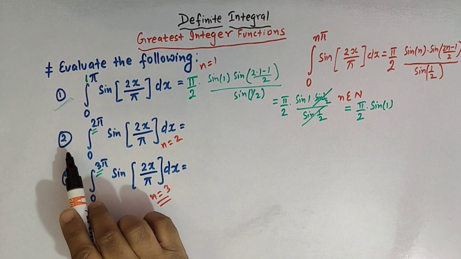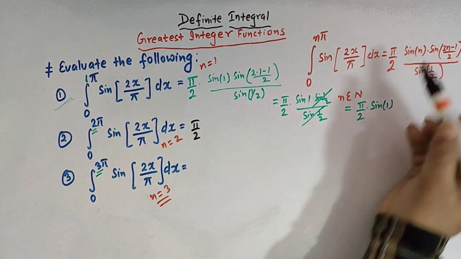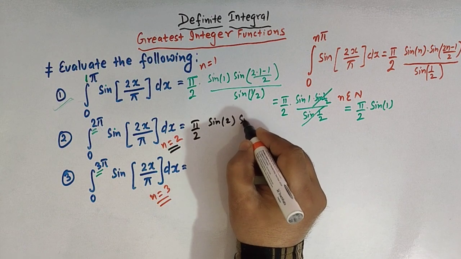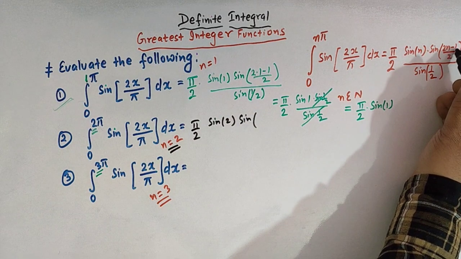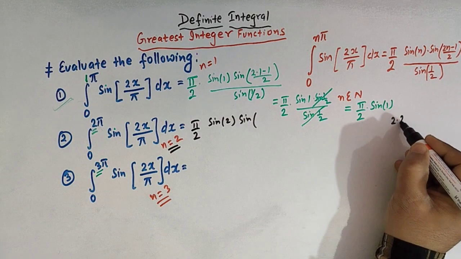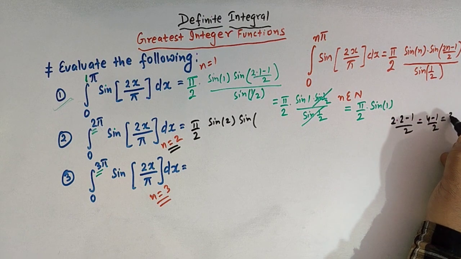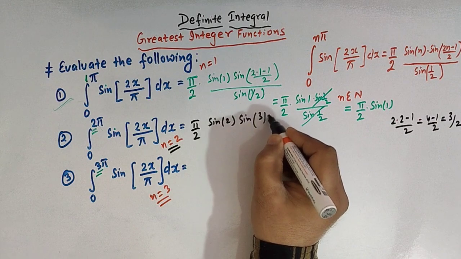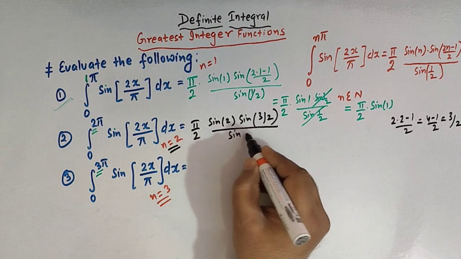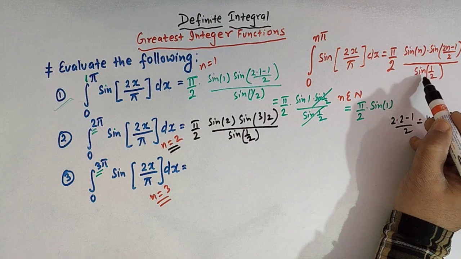Now let us consider the second integral. Here we have pi by 2, and then sine of n, so sine of 2, because n is 2 here. Then we have sine of (2n minus 1) over 2. When we take n equal to 2, we get (2 times 2 minus 1) over 2, so this is (4 minus 1) over 2, that is 3 over 2. So here we have sine of 3 over 2, and in the denominator we have sine of half. The denominator is independent of n.